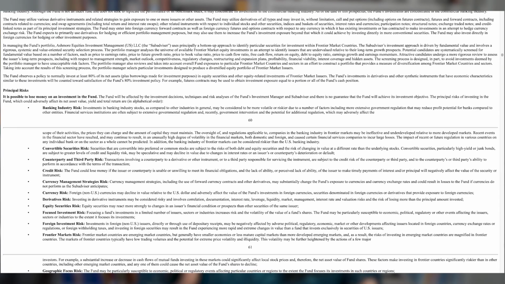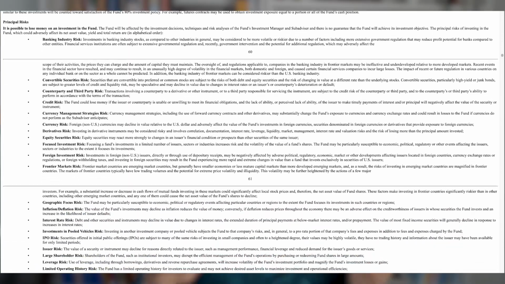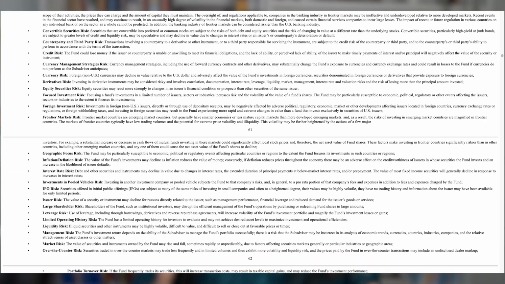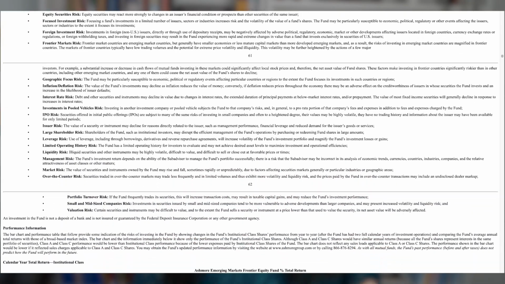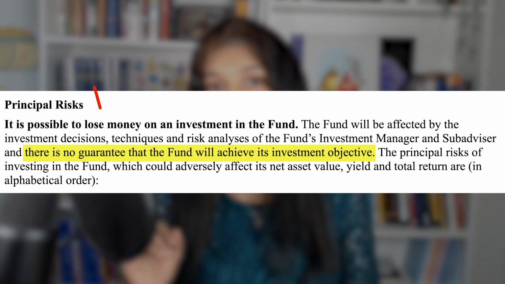If I scroll down this Ashmore prospectus, we can see some standard risks starting on page 60 that you will find in similar mutual funds. The first sentence says there is no guarantee that the fund will achieve its investment objective.